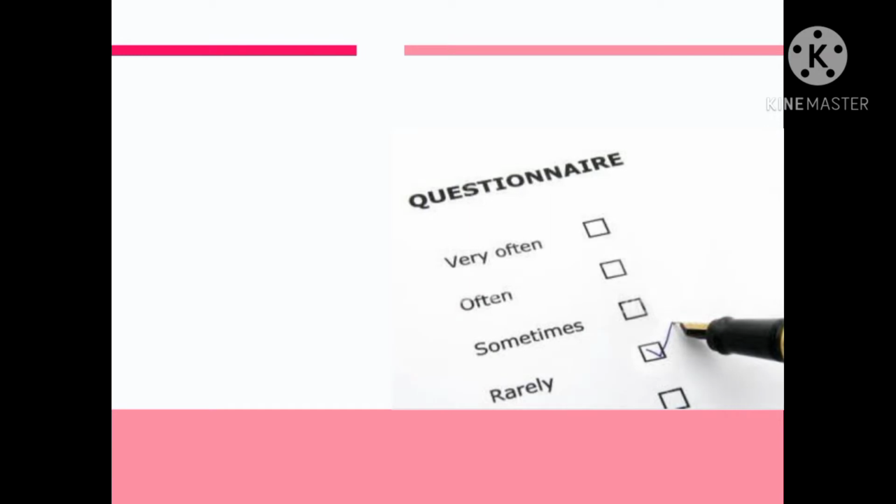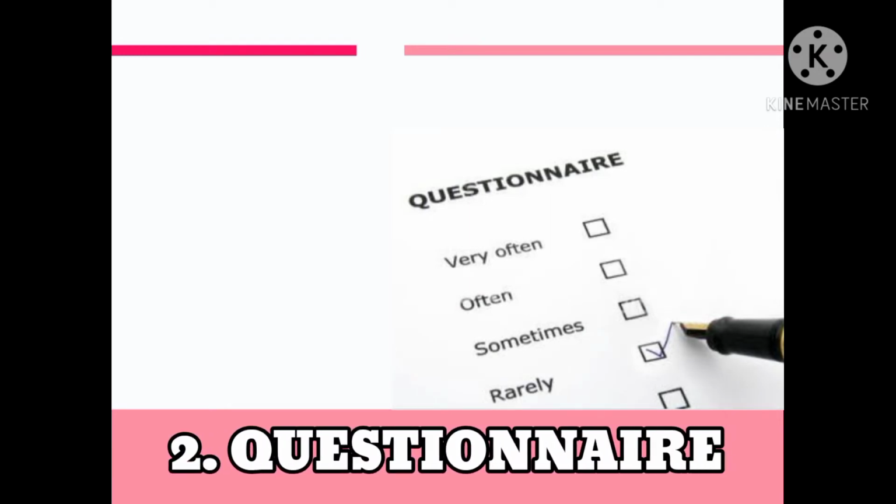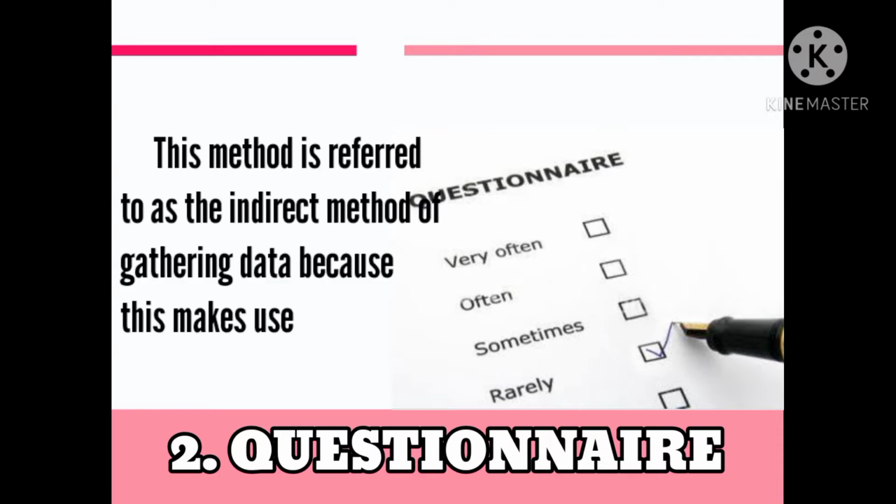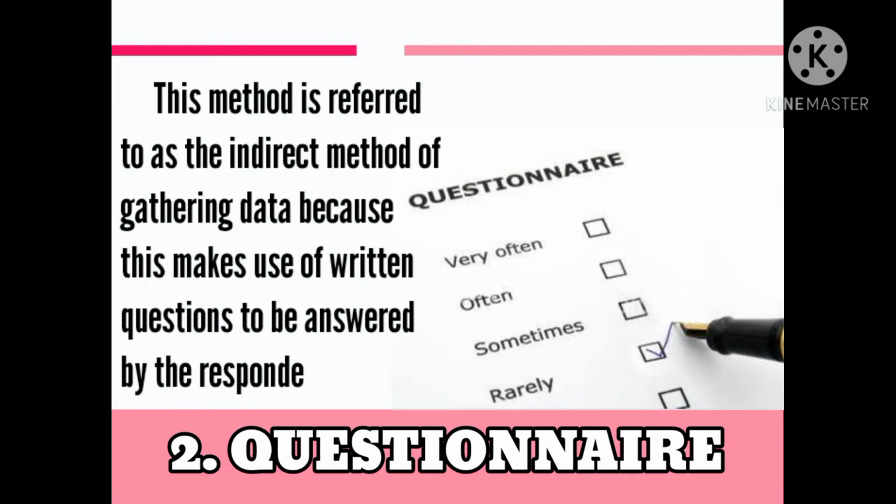The second method is questionnaire. This method is referred to as the indirect method of gathering data because this makes use of written questions to be answered by the respondent. Questionnaires and surveys can be used to ask questions that have closed-ended answers. To be meaningful, surveys and questionnaires need to be carefully planned.